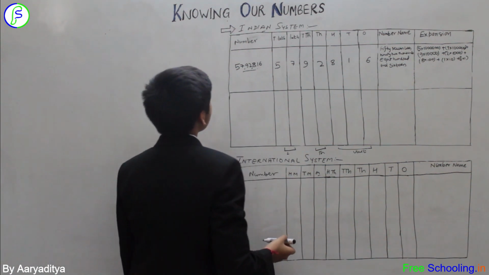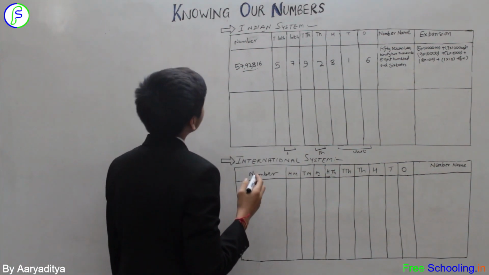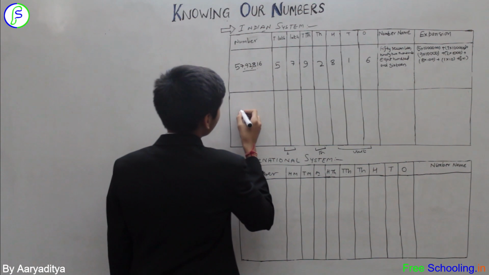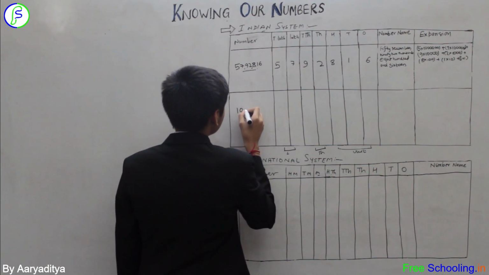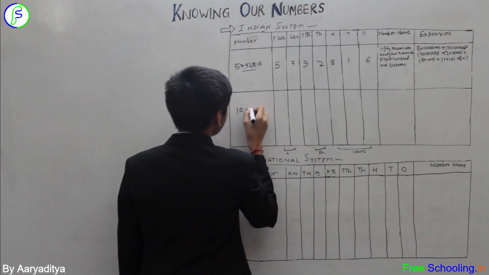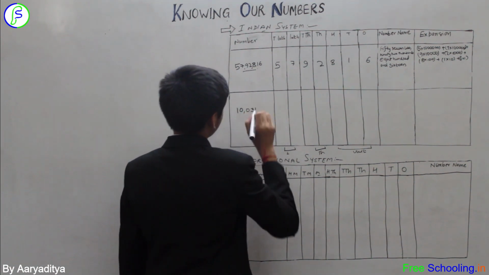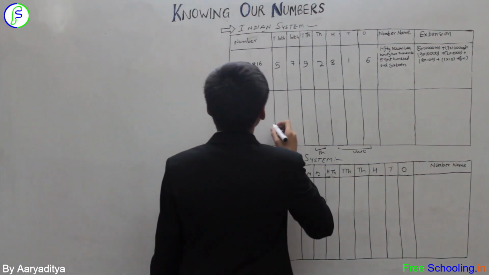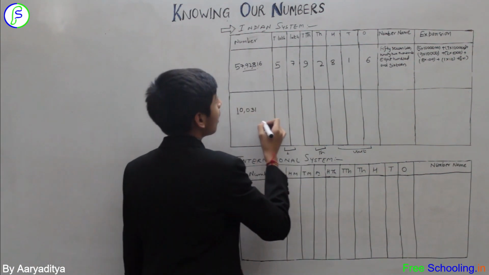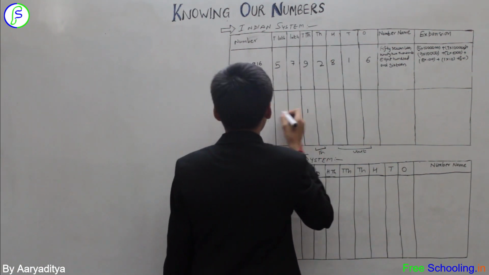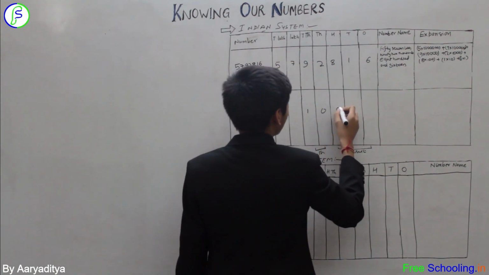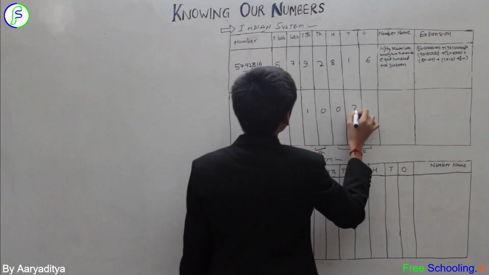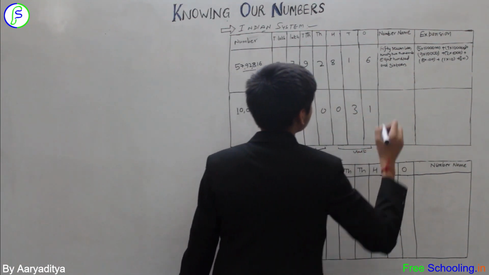Okay, so now let me take one more example. Let us take this one. So we see that 1 is at 10,000. Finding 10,000, applying 1, writing 1. 1,000, 0, 100, 0. Having tens, 3, and at last ones is 1.